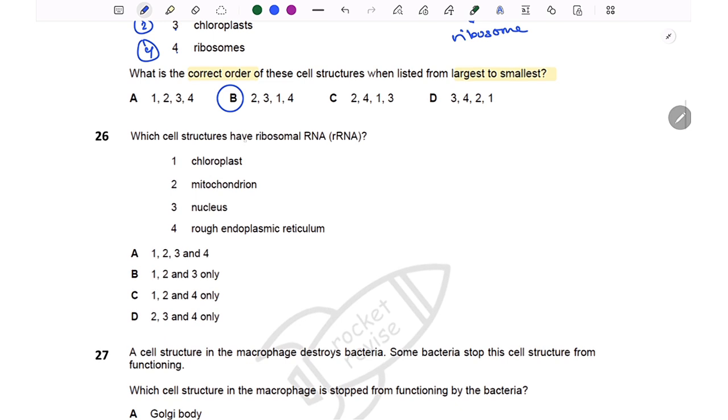Next question, which cell structure? This is the last question. Which cell structures have ribosomal RNA, rRNA? There was another question similar to this earlier. It's going to be all of them. All of them have rRNA. So it's 1, A.